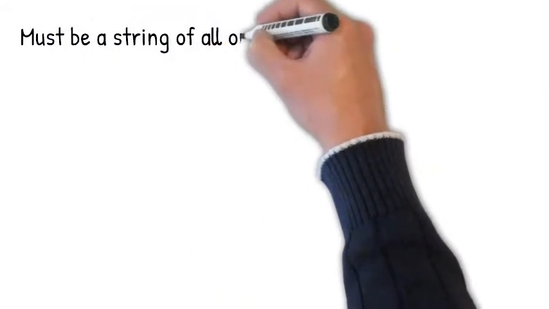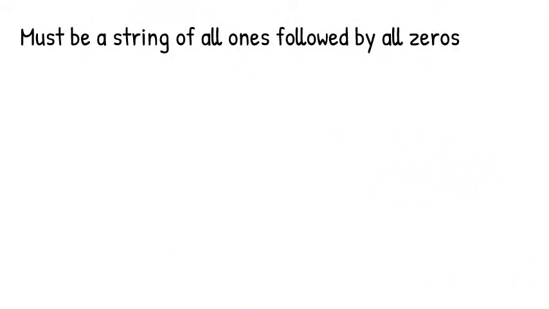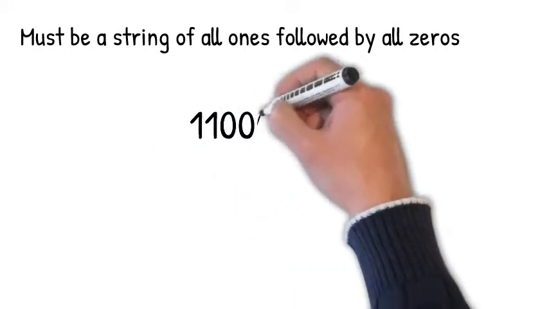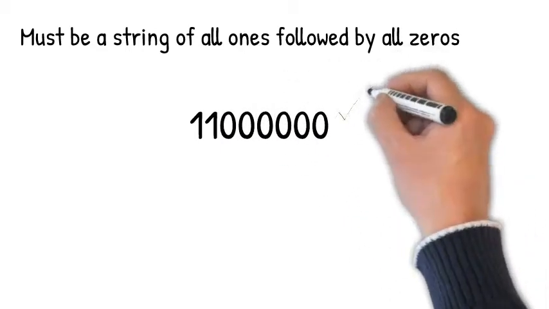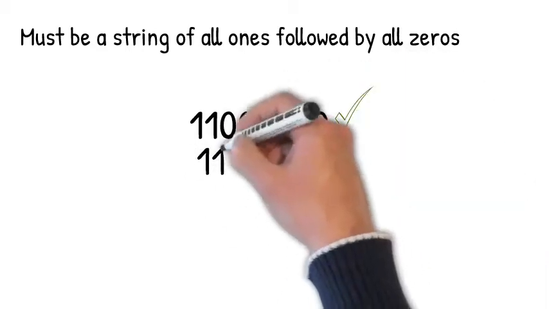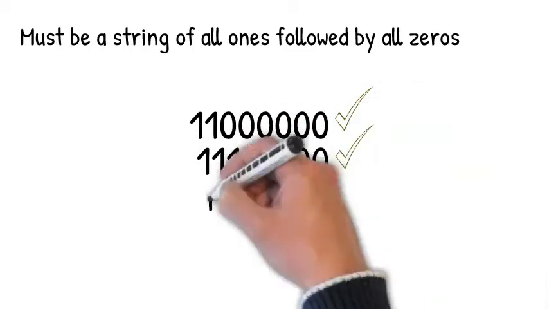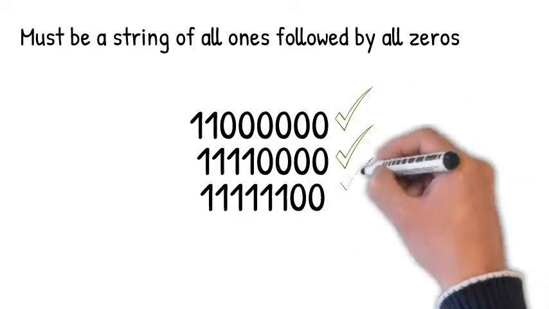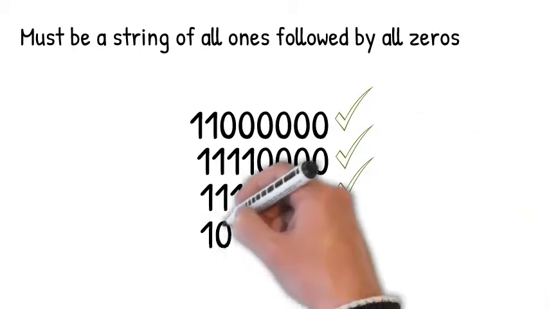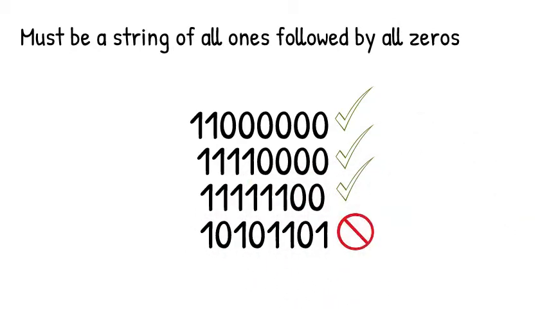Now, this brings up an interesting point. There is a rule that governs subnet masks, and that is this. Subnet masks must always be a string of all ones followed by a string of all zeros. So this 11000000 would be a valid subnet mask. So would 11110000. So would 11111100. However, 10101101 would not be a valid subnet mask because it does not follow this rule. It's not all ones followed by all zeros.